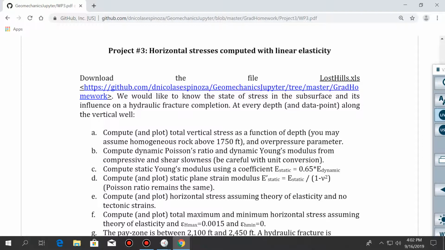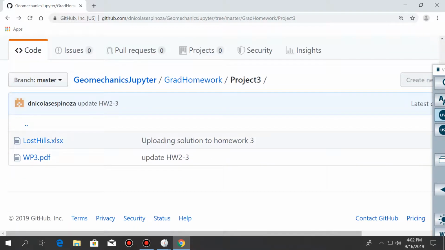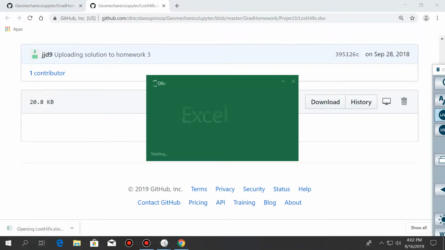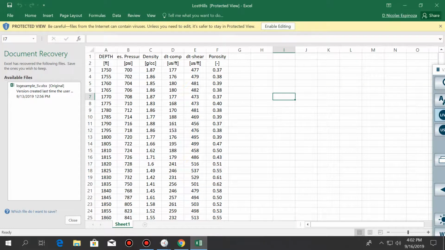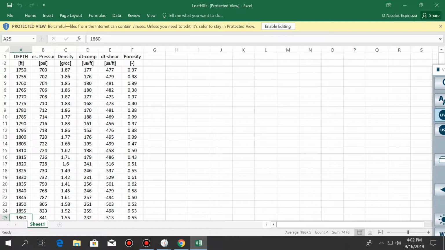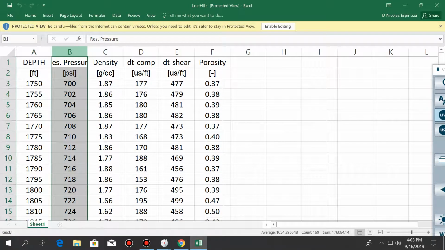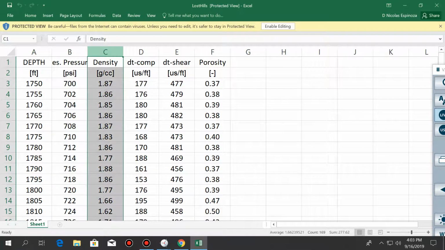So basically for this problem, what we're going to do is, let me go back in here. We're going to utilize this file, which is a file from a well log, and in this file we have depth, we have pore pressure, we have density. You already know how to deal with that. You already know how to compute vertical stress, density, depth. You have everything you need.